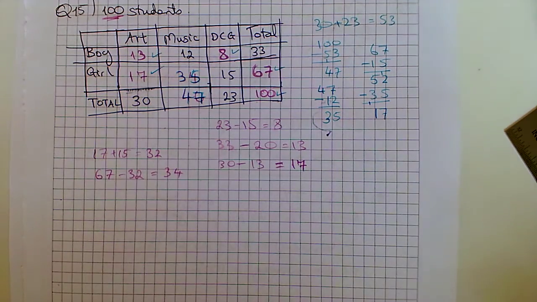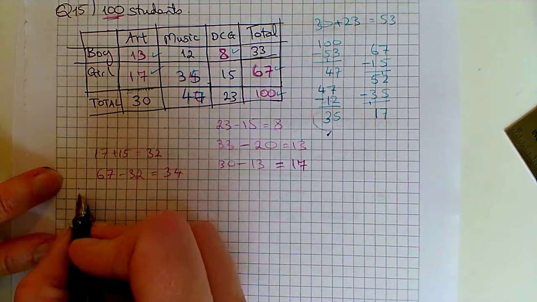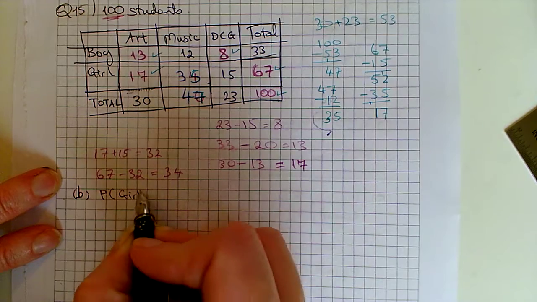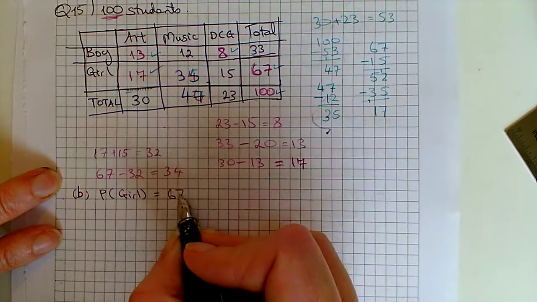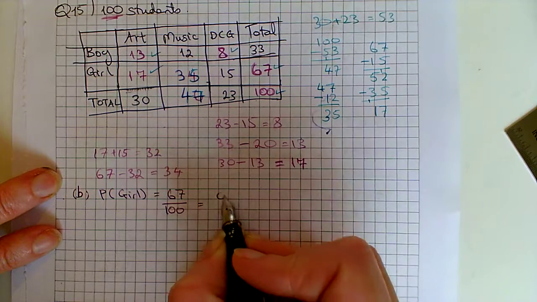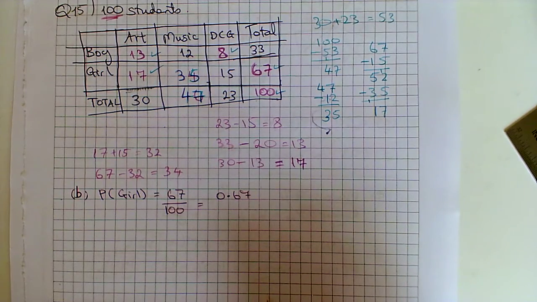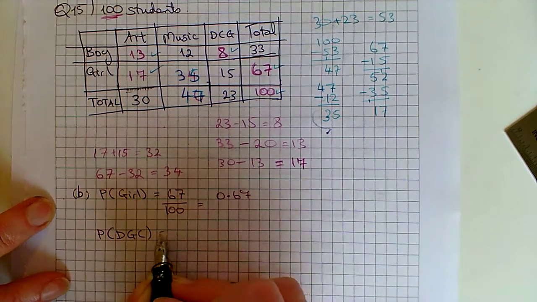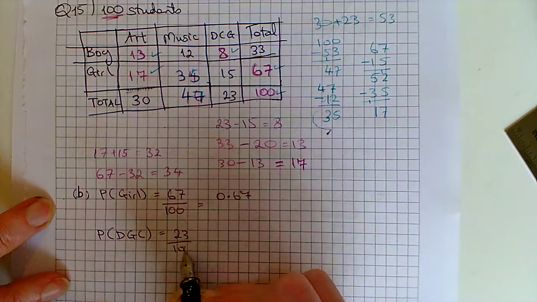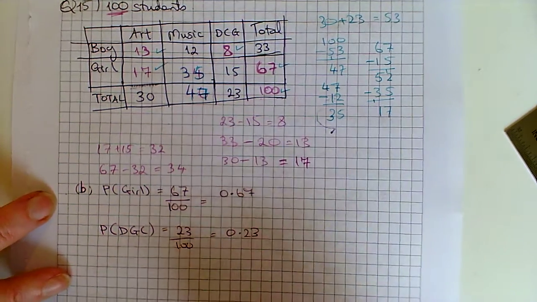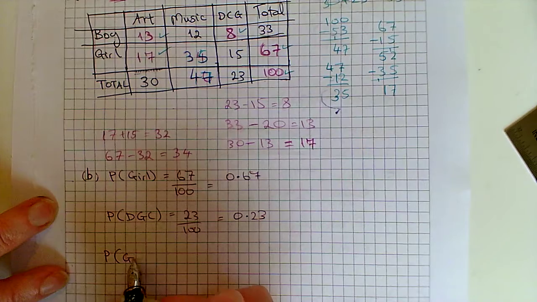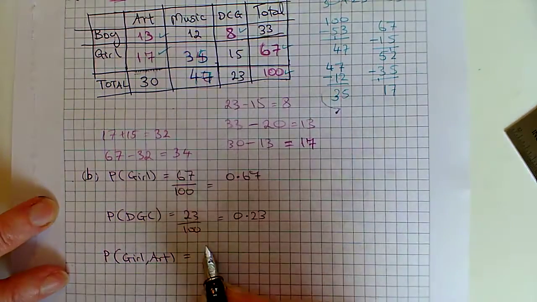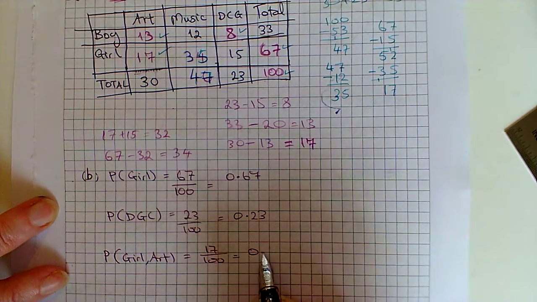Now, let's go through the probability questions. So for part B, a student is selected at random. Find the probability that the student is a girl. And that's going to be 67 out of 100. They asked us to write it as a decimal, so that's 0.67. Find the probability that they study tech graphics, DCG, so that's 23 out of 100, or 0.23. Find the probability that they are a girl studying art. So girl studying art is 17 out of 100, which is 0.17.